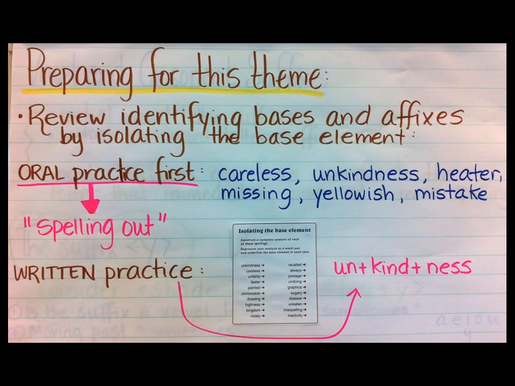To prepare for this theme, you want to review how to identify a base and the affixes by isolating the base element. One way to do this would be to start with some oral practice and the spelling out that we've been taught how to do from Pete and Melvin. That spelling out is so important as an assessment tool, because you can really tell where students are thinking morphological boundaries exist based on the pauses that they make. So the words here, careless, unkindness, heater, missing, yellowish, and mistake, can be used for oral practice.